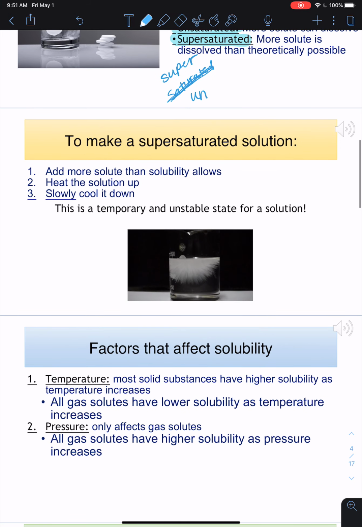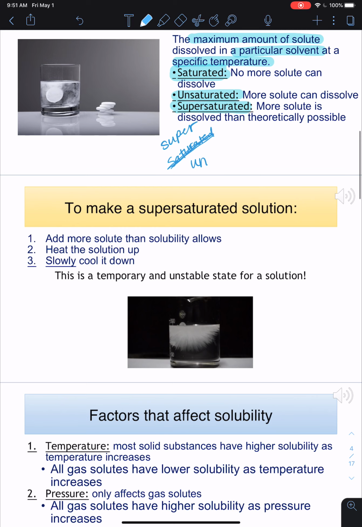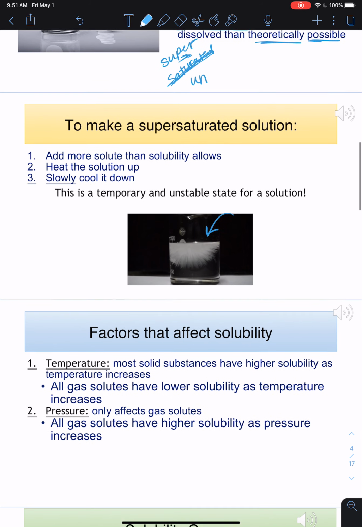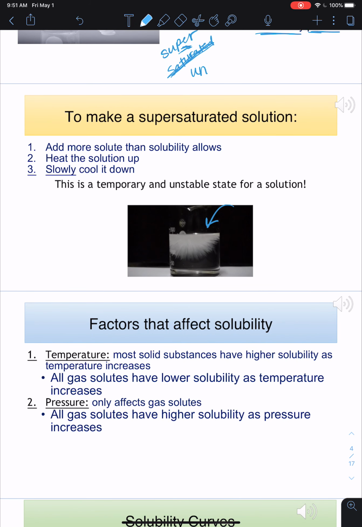So how do you make something supersaturated? How do you get above this theoretical possibility? You can add a whole lot of solute, so you would add the amount up here above the saturated line. You're going to heat up the solution, and then you're going to slowly cool it back down.